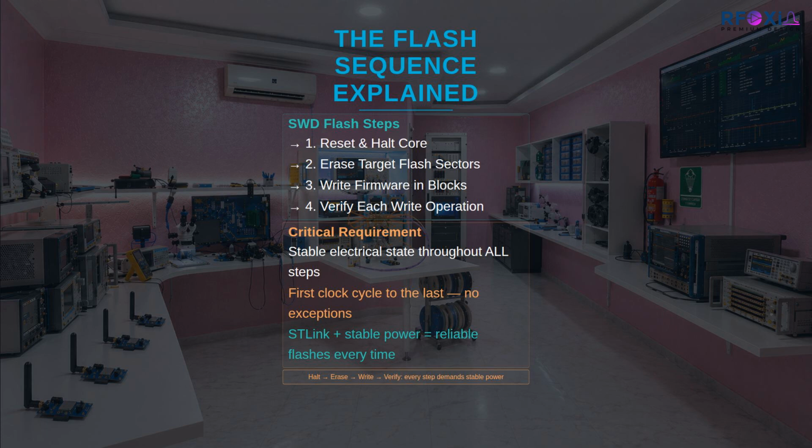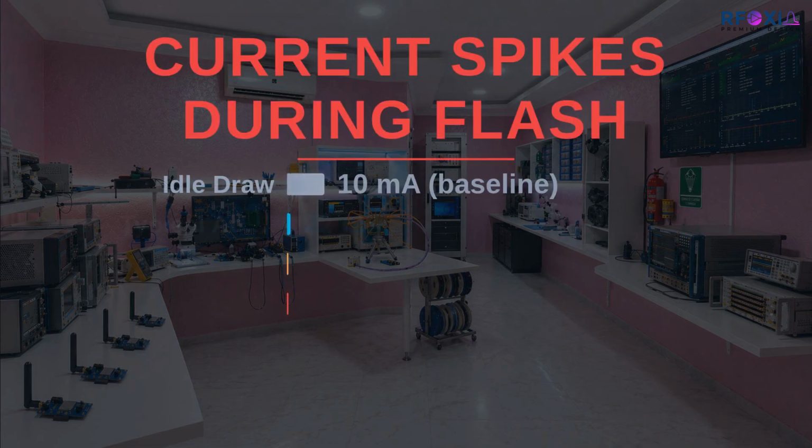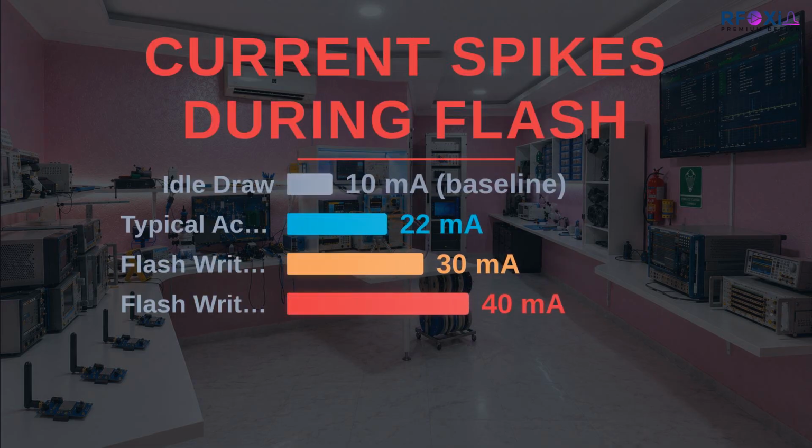Here is where the problem begins. Every one of those operations draws current, not a constant current, a variable pulsed current that changes as the internal flash write circuitry cycles. On an STM32 class microcontroller, for example, the flash programming current can spike 2 to 4 times higher than idle draw in microseconds. That is not a slow event. It happens faster than most power supplies can respond.